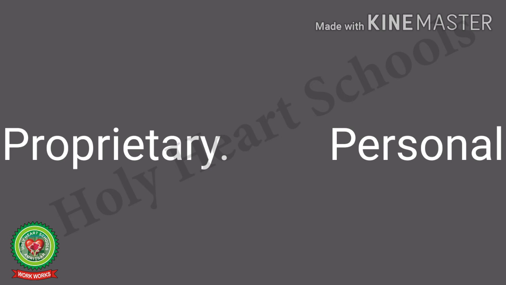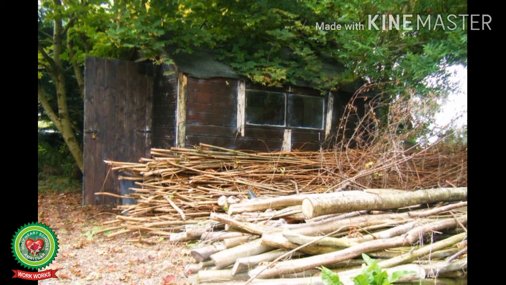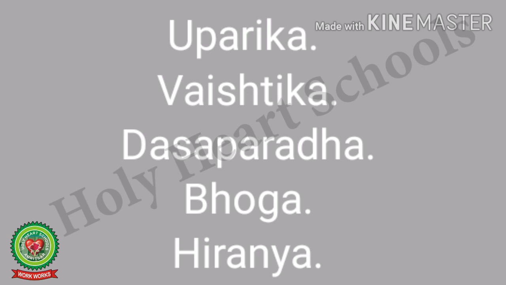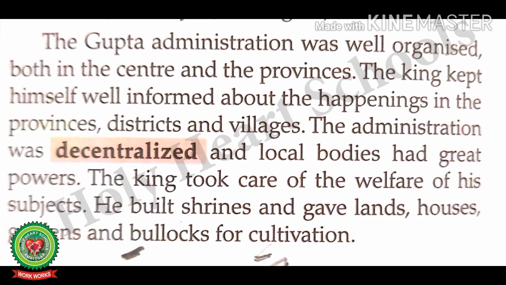Proprietary means personal. So, children, land tax was the main source of income, which differed according to the total produce. Besides land revenue, there were some other taxes like the uparik, which was levied on cultivators who had no personal rights on land. Vashtek was a tax on forced labor. The Dasaprad was a tax on criminals for 10 crimes. Bhog was a kind of tax on goods taken from one place to another, and Hiranya was a tax on gold, etc.